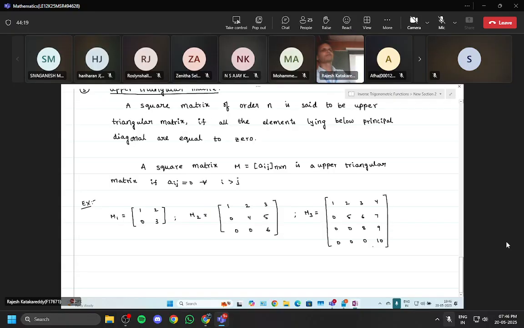Now you guys have the answer. The minimum number of zeros needed to form an upper triangular or lower triangular matrix will be 1. See, if it is order 2, I said for order n. If it is order 2 matrix, how many do I need? 1. If it is order 3, how many do I need? 3.